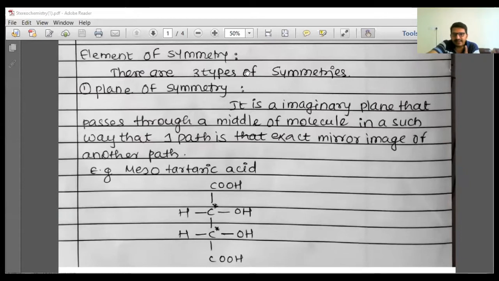First I read this, and I will show this on a whiteboard also. Plane of symmetry is nothing but an imaginary plane that passes through the middle of a molecule in such a way that one part is the exact mirror image of the other part. When it passes, one part is the exact mirror image of another part, and that is called plane of symmetry. Let's check this example on a whiteboard.